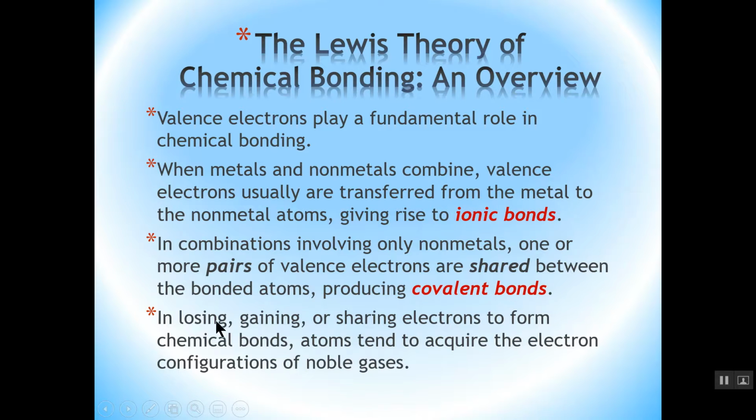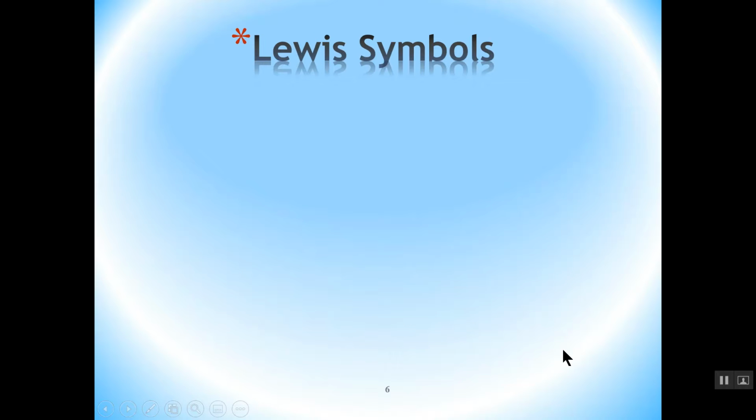And then this last statement here is saying that whenever you have the loss or gain or sharing of electrons to form chemical bonds, be they ionic or covalent, then the atoms tend to, but not in all cases, end up with 8 electrons on their outer shell, all right? So we're going to see some examples of this shortly.